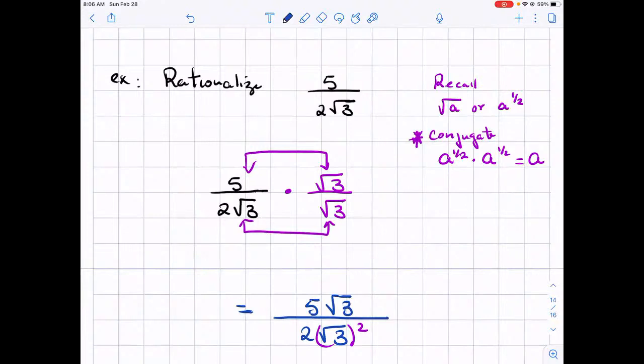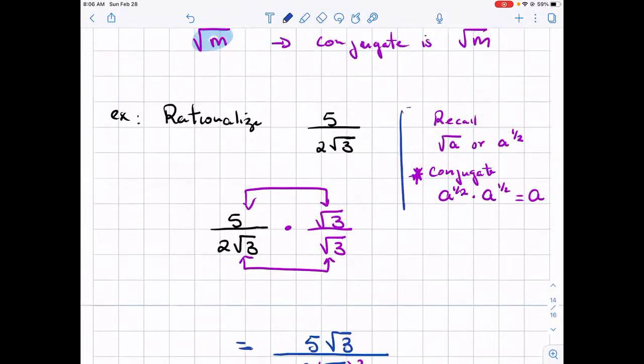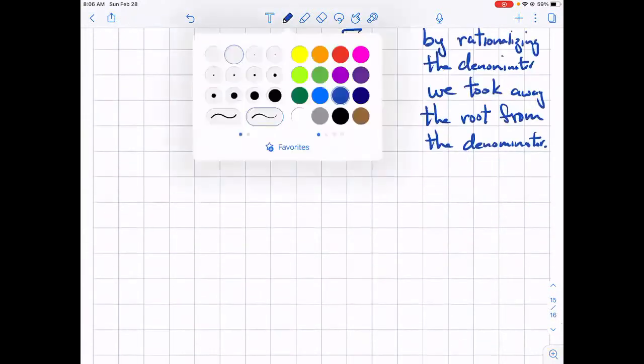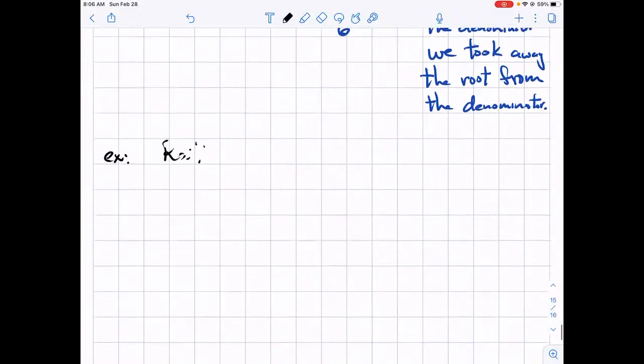Now, what happens if my root is not a square? That's what I want. This is the reason why I wrote this here. This is very, very important for you. So let's look at this example. Example: rationalize 2 over the cube root of 5.